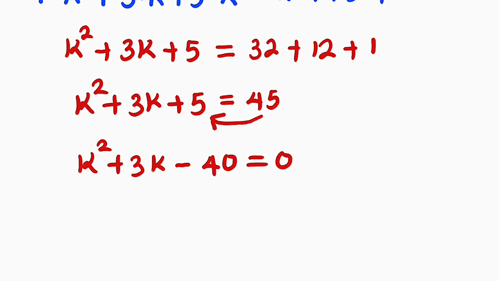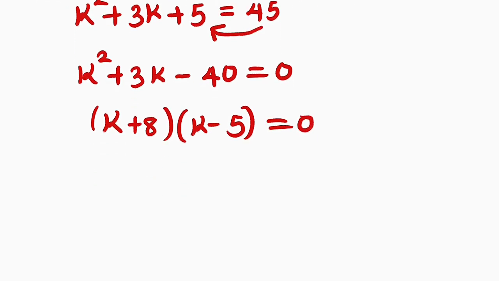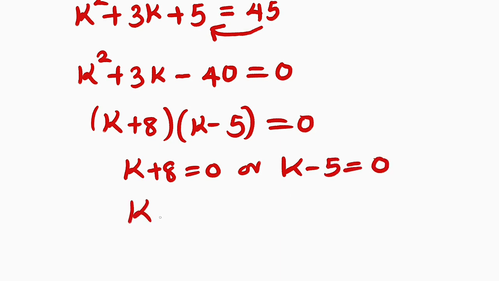Now you think of two numbers that you can multiply together to get negative 40, but when you add them together you get positive 3, and the numbers must be 8 and negative 5. So you have k plus 8, then k minus 5. This is equal to 0. Then you set each factor equal to 0, either k plus 8 equal to 0 or k minus 5 equal to 0, which implies k is either negative 8 or k equal to positive 5.